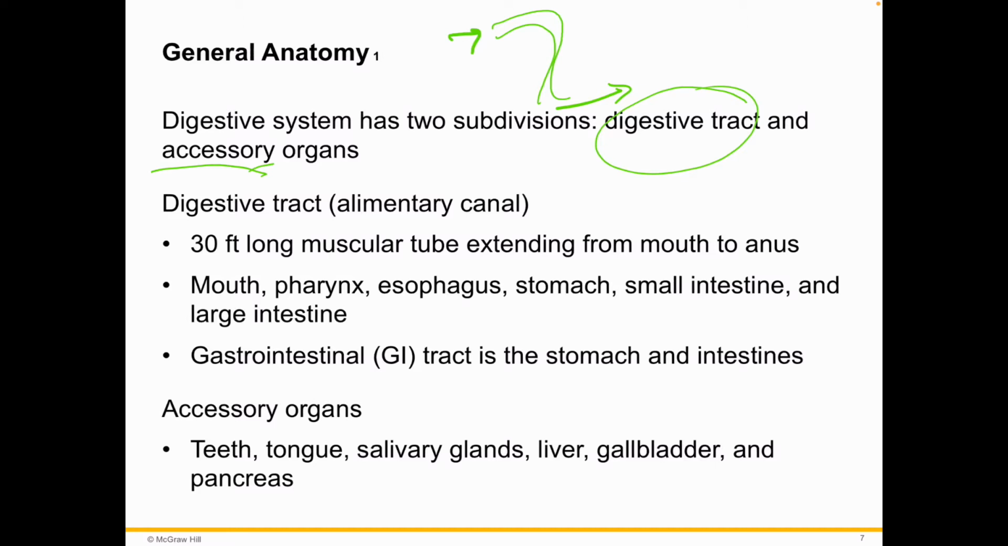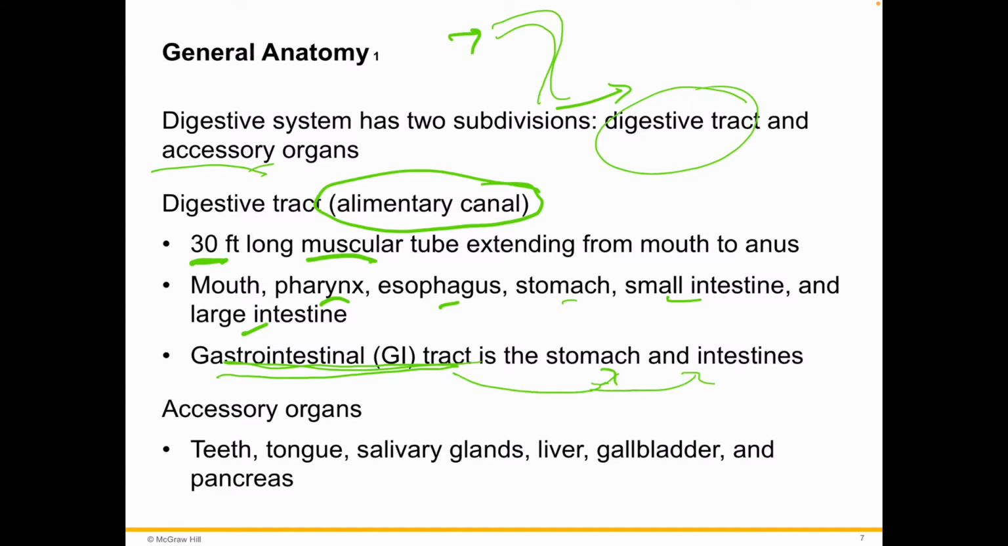That main digestive tract we call the alimentary canal. It's kind of long, right? It's actually 30 feet long in an adult human. It's muscular, with some different types and layers of muscles we'll look at later, and it extends from mouth to anus. It includes the pharynx, the esophagus, the stomach, the small intestine, as well as the large intestine. It's also referred to as the gastrointestinal tract when we get to just the stomach and the intestines exclusively.